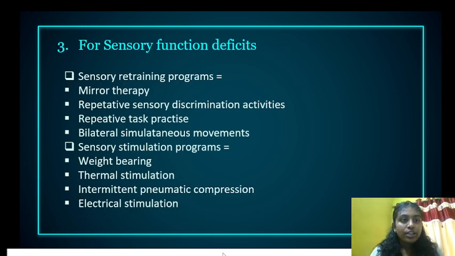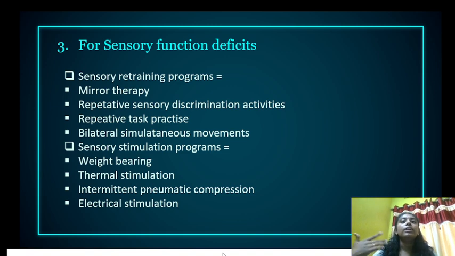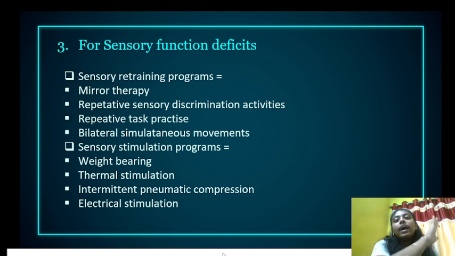Then for sensory function deficits, we have two types of programs: sensory retraining programs and sensory stimulation programs. Sensory retraining is done by mirror therapy. While they are doing any type of exercise, they can keep a mirror, so there is a type of biofeedback. They know how the hand is moving. Then we have repetitive sensory discrimination activities, where you use different textures like brushes and cotton. This should be done bilaterally, so that they know how it feels.